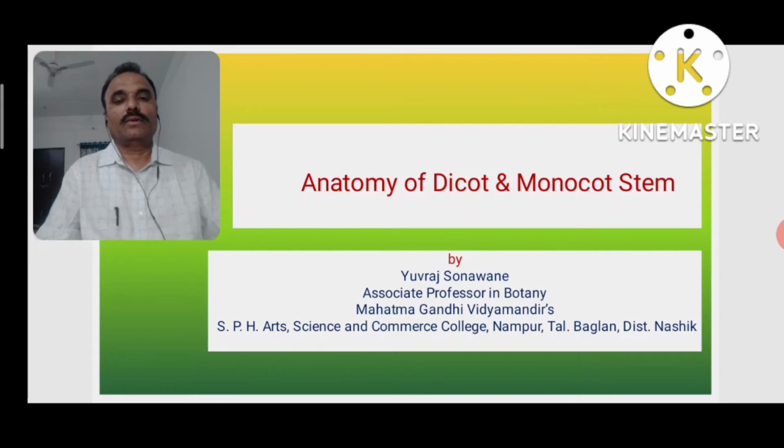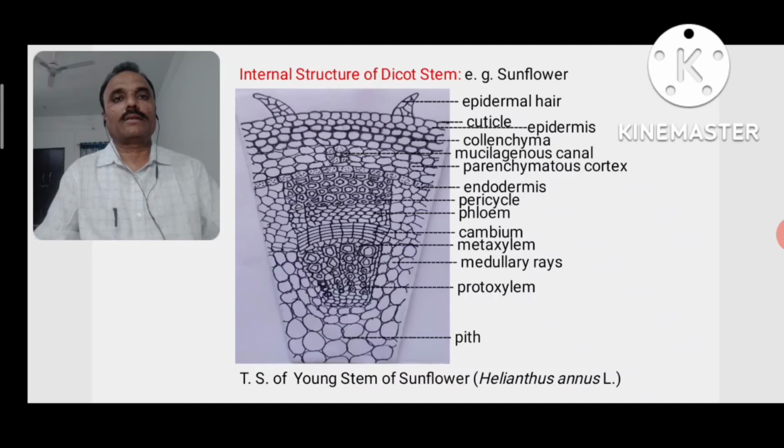Today, I am going to teach a topic, anatomy of dicot and monocot stem. Internal structure of dicot stem. For example, sunflower, botanical name is Helianthus annuus. A transverse section of young stem of sunflower reveals following anatomical details.